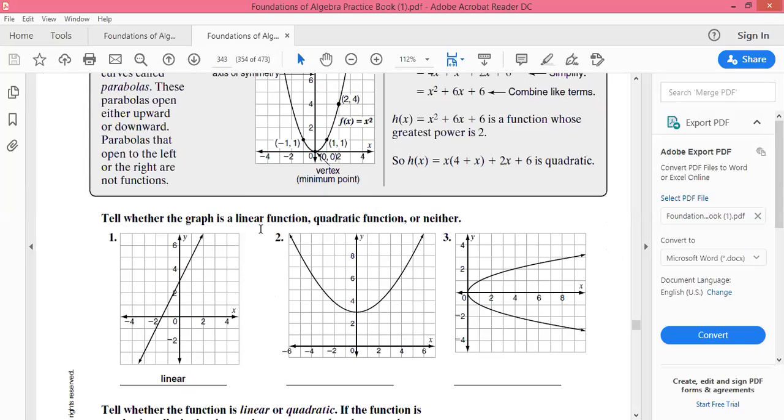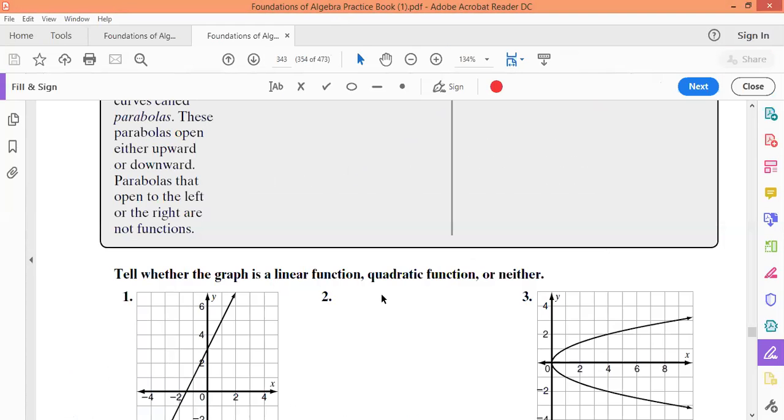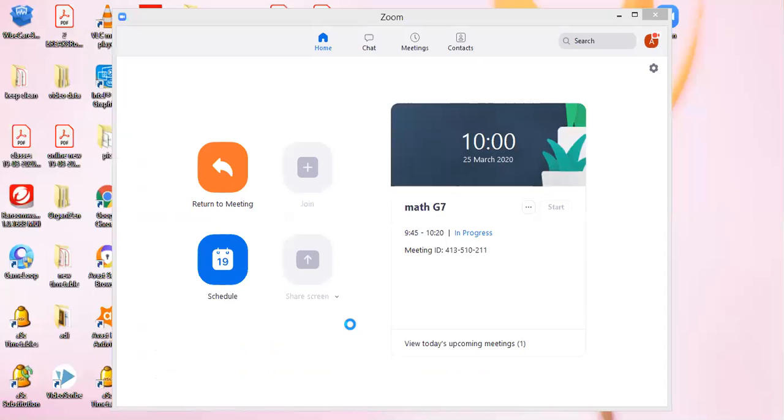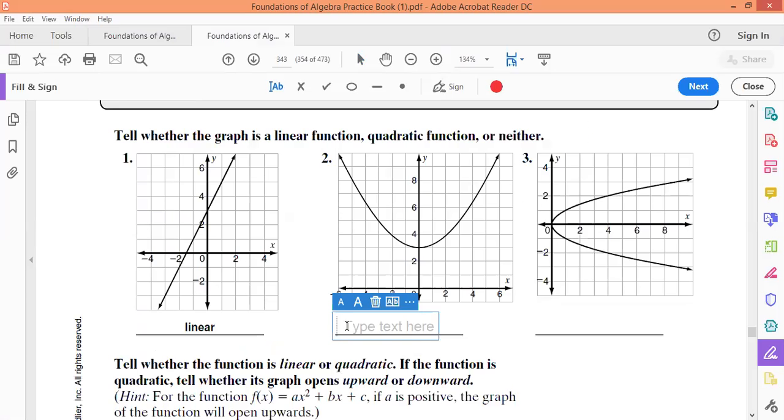Tell whether the graph is a linear function, quadratic function, or neither. The first one, as you can see, is a line. We call it linear. Then the second one is U-shaped. So U-shaped will be a quadratic function. Right here, quadratic.